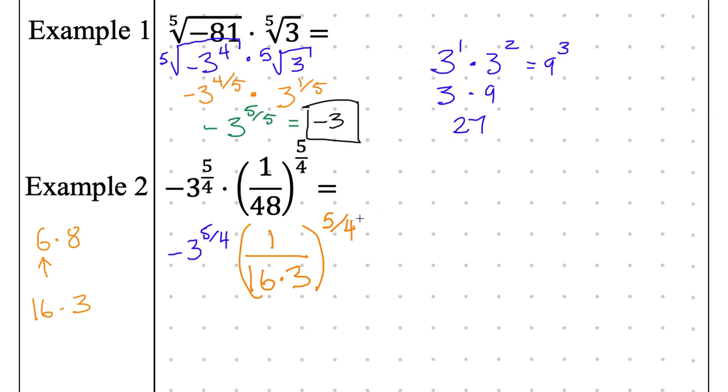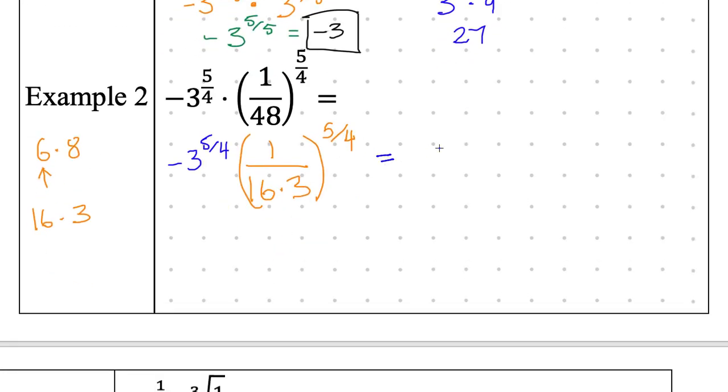So from here, we're going to apply this exponent to both of these terms, to the 3 and to the 16. So that's my next step. I say this is going to be equal to, I still have that negative 3 up front. I still have negative 3 to the power of 5/4. And this is going to be multiplied by 1 all over, and this is 16. Actually, hold on. Let's not write down 16.